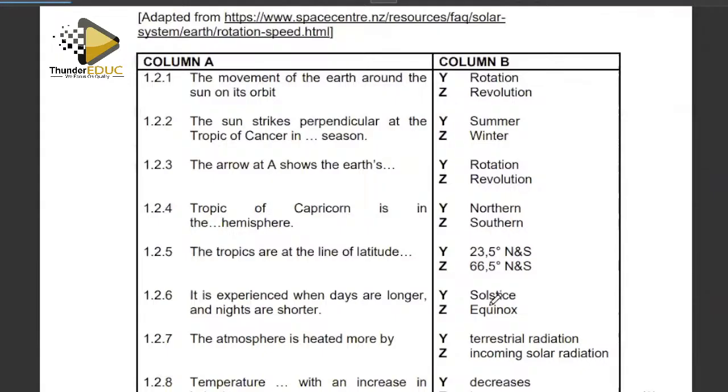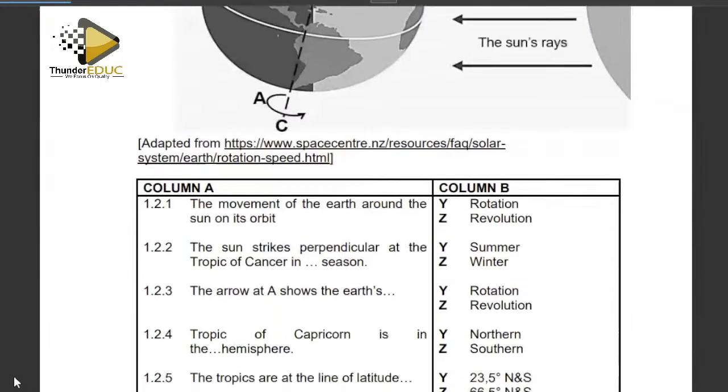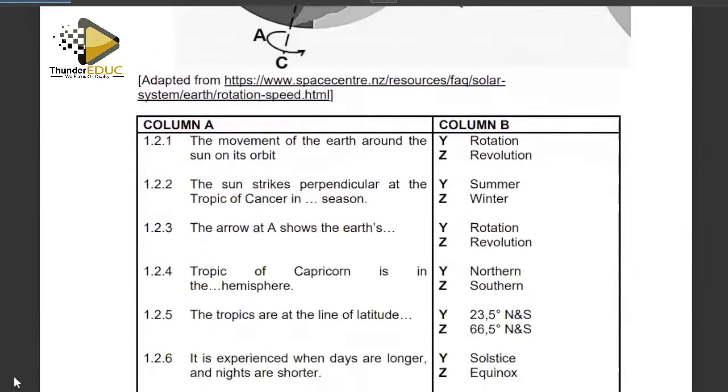Right, moving on to question number 2, which is showing the situation of rotation and revolution of the Earth and also the situation of the equinoxes and the solstices. The movement of the Earth around the Sun on its orbit around the Sun, that is revolution. The Earth rotates in 24 hours. The Sun strikes perpendicular at the Tropic of Cancer in which season?